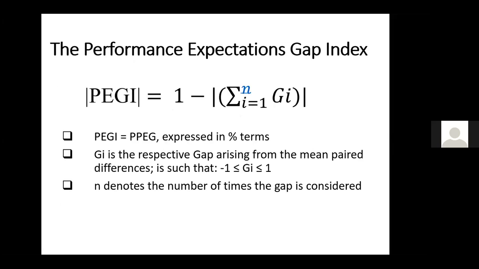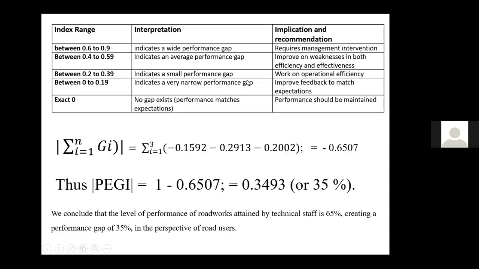So this index, as per the formula there, is 1 minus the absolute value of all the performance gaps that have been considered in this study, which are 3. And this gap ranges between -1 and 1, and n denotes the number of times the gap is considered. In this study, we consider the gaps arising from performance efficiency, gaps arising from performance effectiveness, and gaps arising from performance reasonableness. And we try to propose a table of how we can interpret the different ranges of gaps.